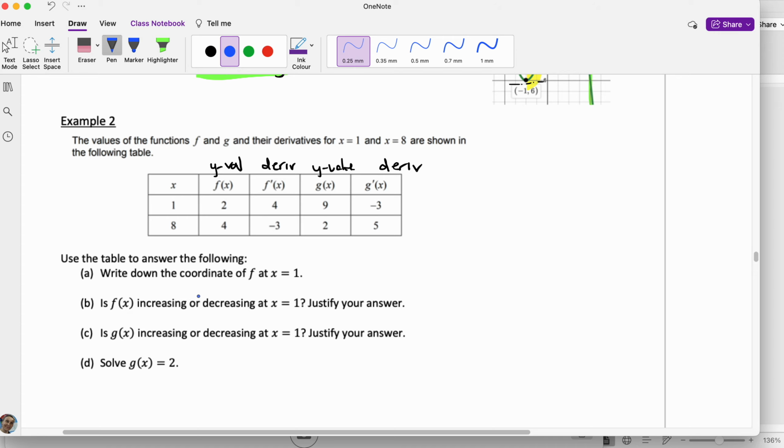Okay, write down the coordinate at x is 1. Alrighty, well, what's the y at 1? Well, it's 2. It's f of x, right? So you can think about it as f of 1 is 2. So then your coordinate is (1, 2). Woohoo!